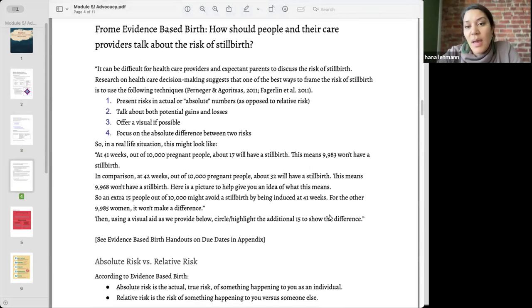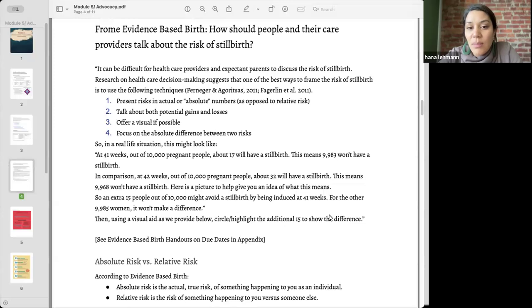So from Evidence Based Birth, how should people and their care providers talk about that risk of stillbirth? It's a difficult topic, right? You want to try to present risks in actual or absolute numbers as opposed to relative risk. Talk about both potential gains and losses. Offer a visual if possible.